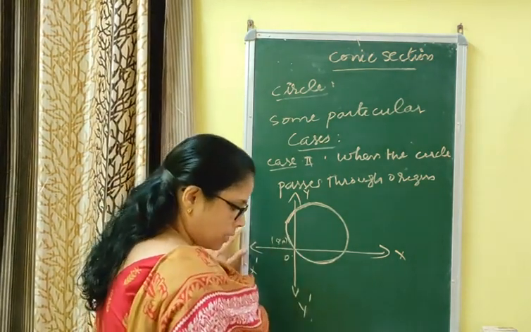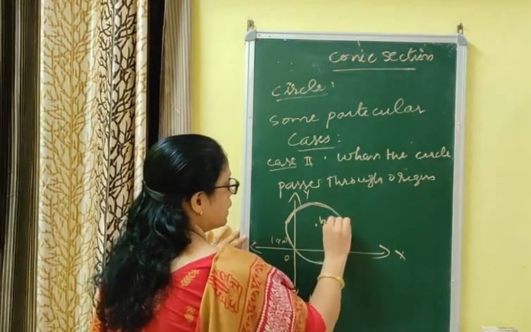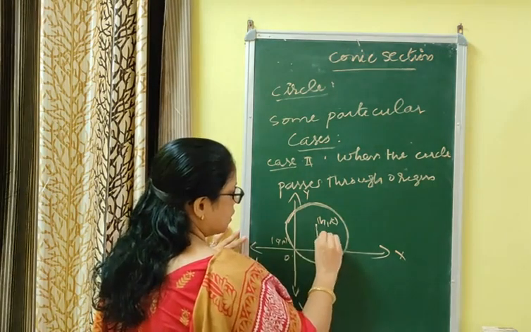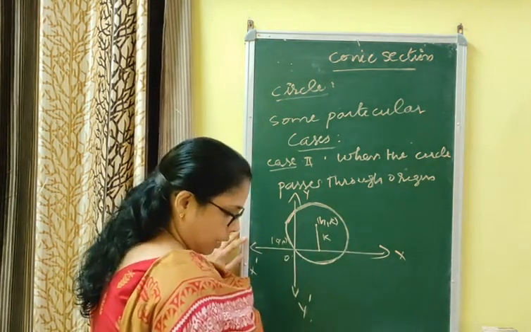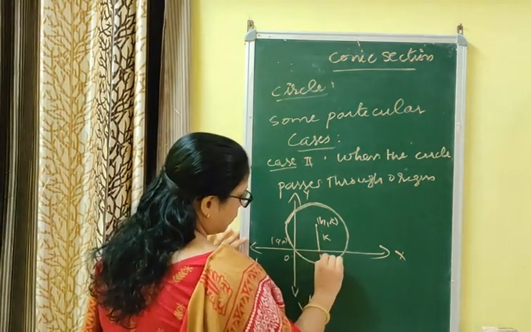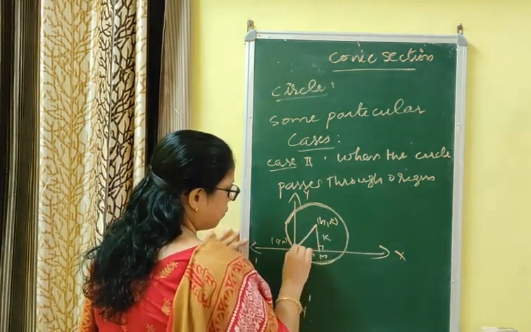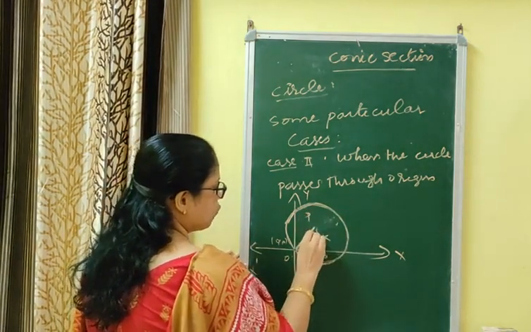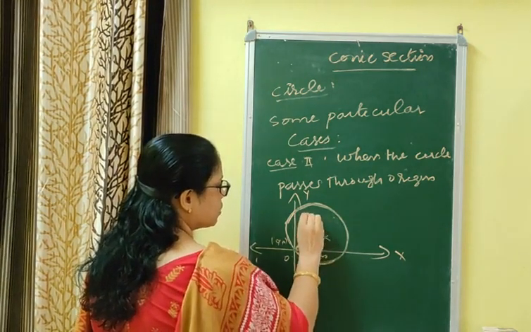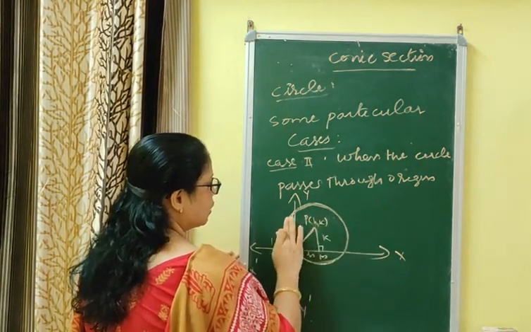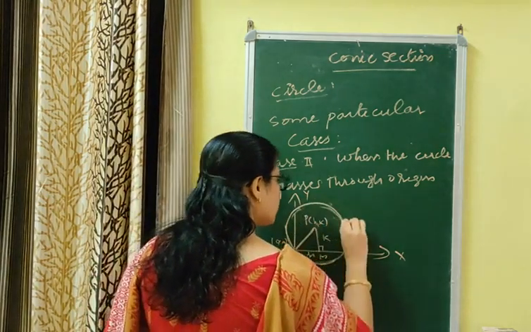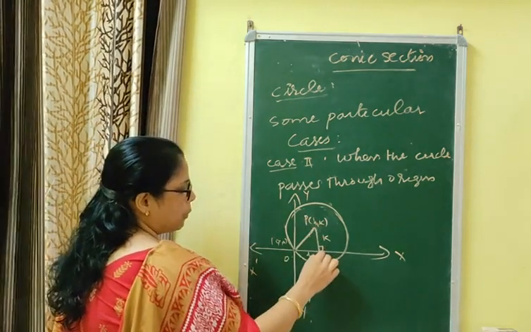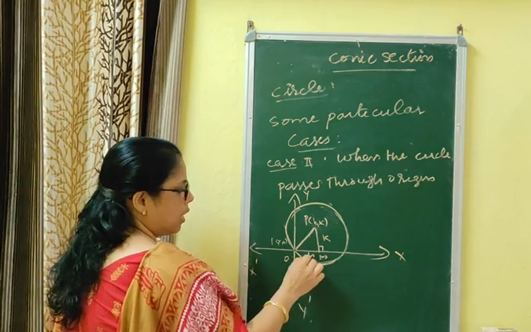Now we are always considering the center as (h, k). If you draw a perpendicular like this, this distance becomes k, the y-coordinate, and if I draw a perpendicular on the other axis, this becomes h. Let the center be P(h, k). I will draw the circle a bit bigger so the center shows clearly. Now the center is (h, k). From P draw perpendicular PM on the x-axis. So this distance is k and this is h.